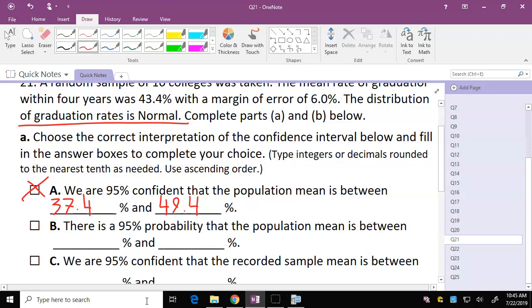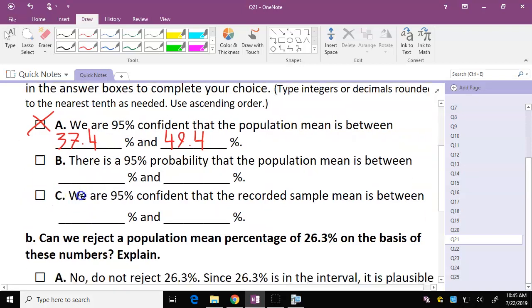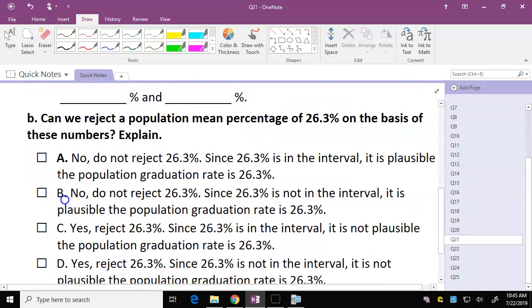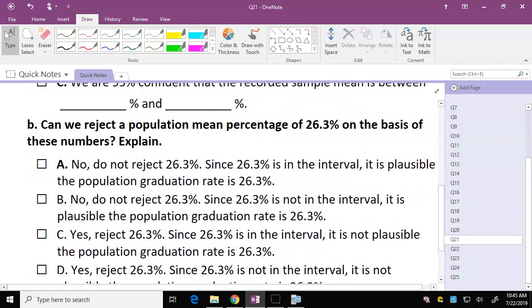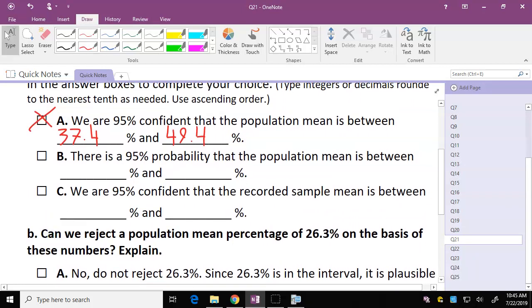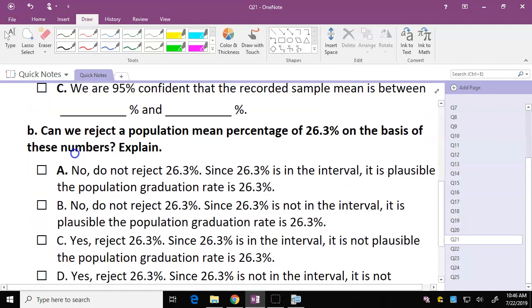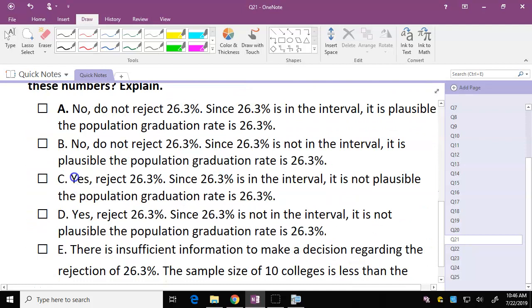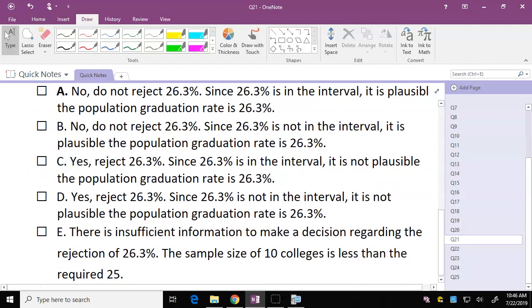Everyone okay so far? All right, so then we have a question. Can we reject the population mean percentage of 26.3% based on this information? Yes. Why, Rebecca? Because it's not in the interval. That's right. So we can reject it, which means it's either C or D.